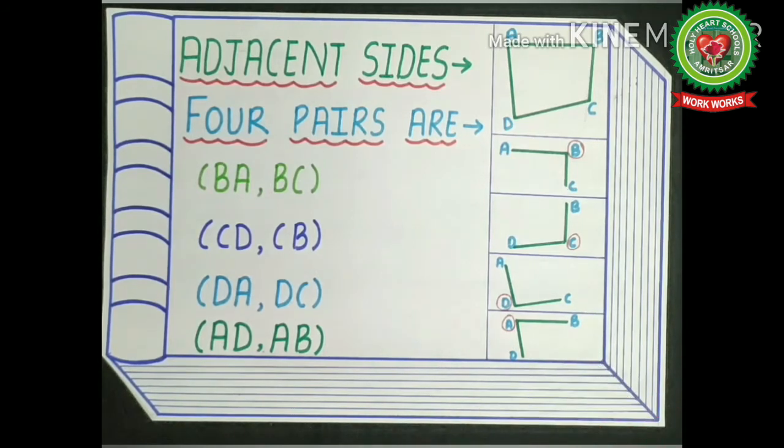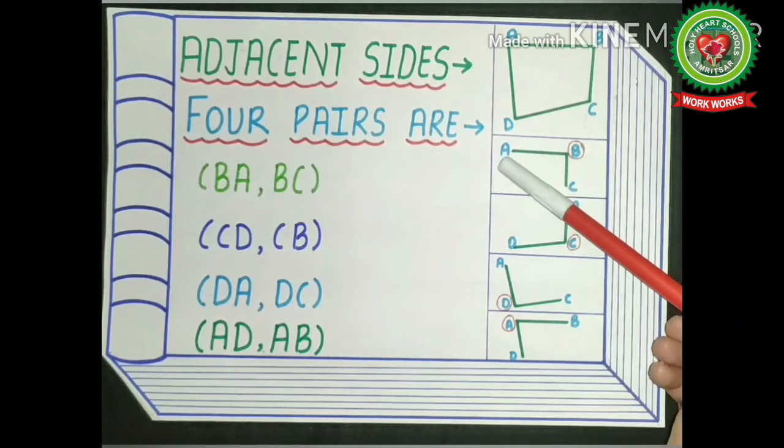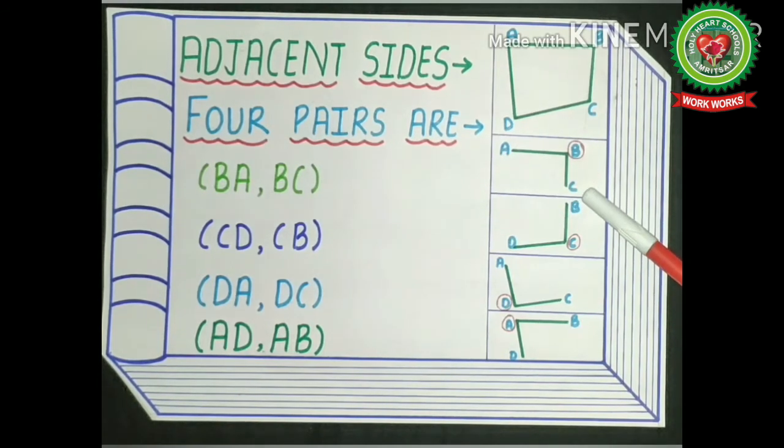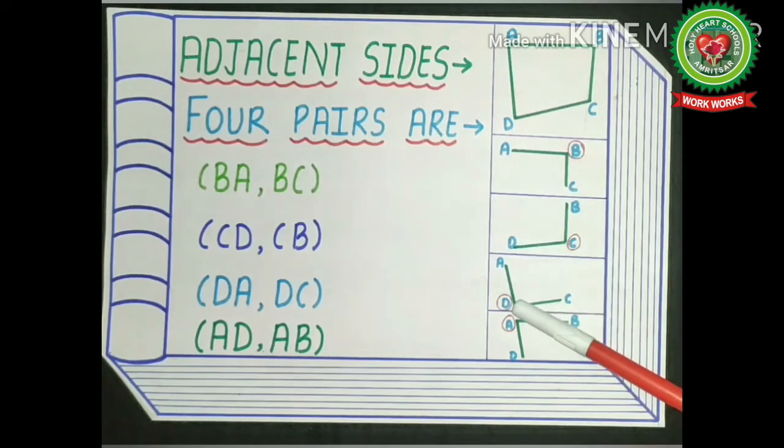So adjacent sides are BA, BC. This is the first pair. Second pair CB, CD. Third pair of adjacent sides DA, DC. Fourth pair of adjacent sides AB, AD.